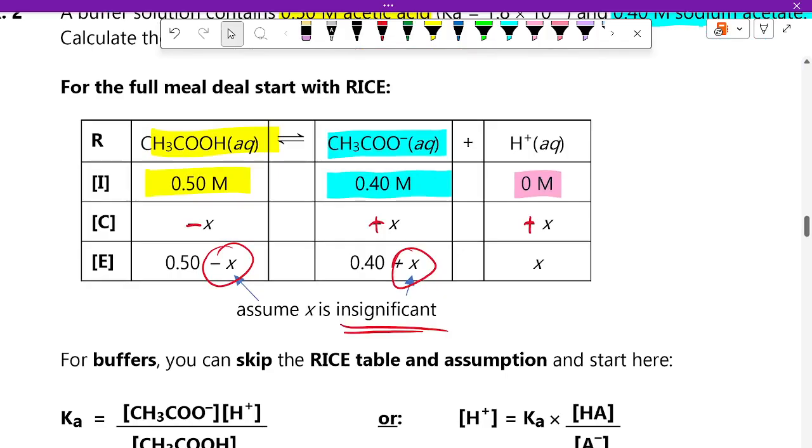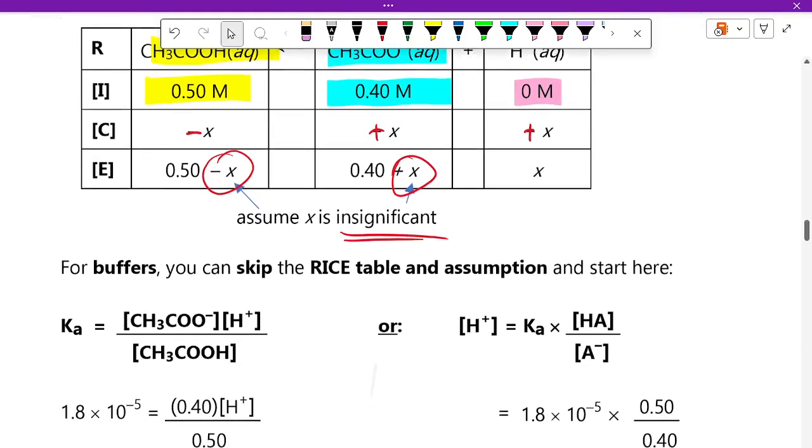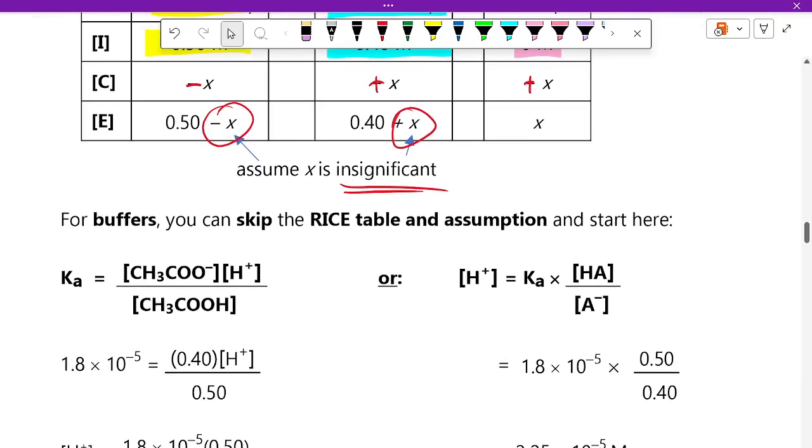Now, if it is a buffer, you can just skip the RICE table and the assumption and just start here if you want to. Ka is equal to H times base over acid. Or you can just say H is equal to Ka times HA over A. Yes?